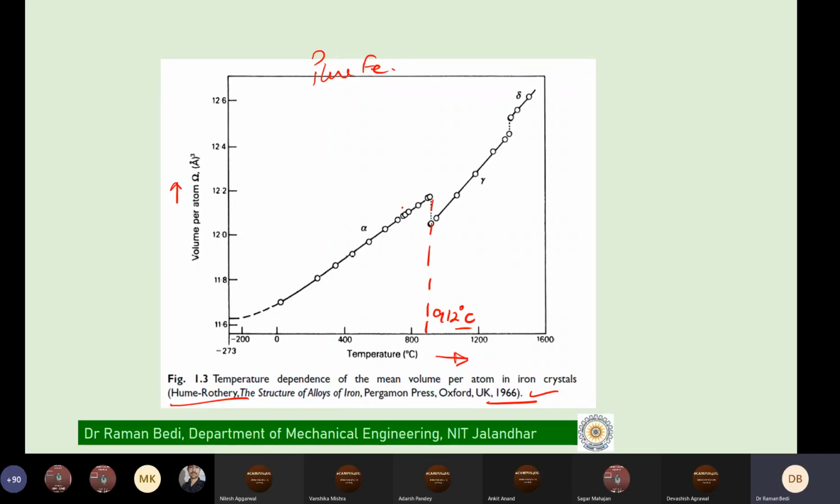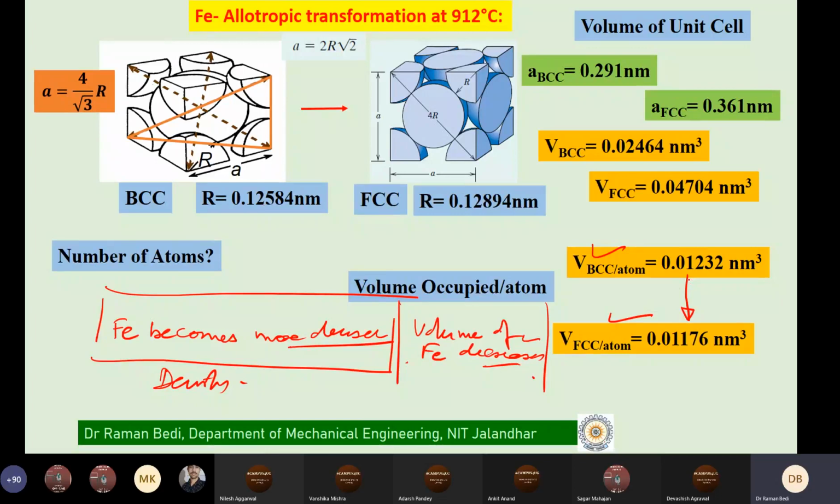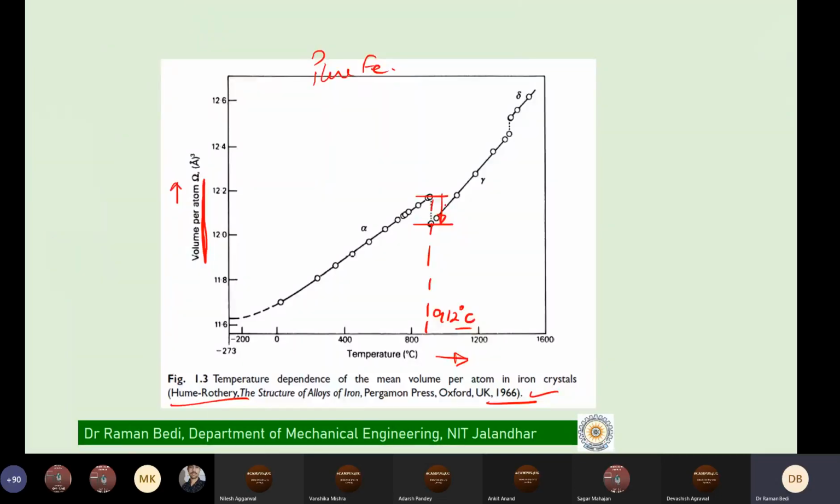So what is happening here? You can see that there is a sudden drop in the volume per atom, from 0.012 to 0.1176. Same thing is observed here, and we can now see that this is the temperature at which alpha iron, which is in BCC structure, transforms to gamma iron, which is your FCC type structure. And this temperature is 912, and it is fixed for pure iron.